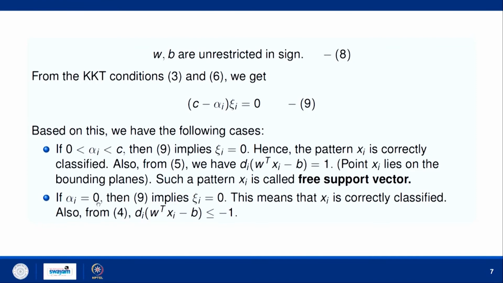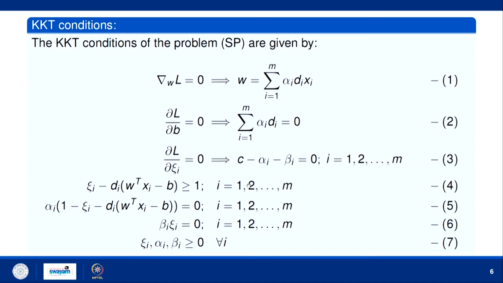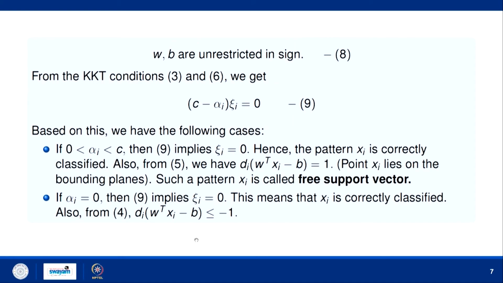Now, the second case, suppose alpha is equal to 0. If alpha equal to 0, again C is non-zero, so xi I will be 0, that means the pattern is correctly classified. Now come to equation number 4. From this equation 4, xi I is 0, so that means this is less than or equal to minus 1. So, that does not lie on the bounding hyperplane, but lies on the correct side. If it is a positive pattern, it lies on the positive side; if it is a negative pattern, it lies on the negative side. So, if alpha equal to 0, this condition is satisfied. Here equality is satisfied, however, here it is less than or equal to.